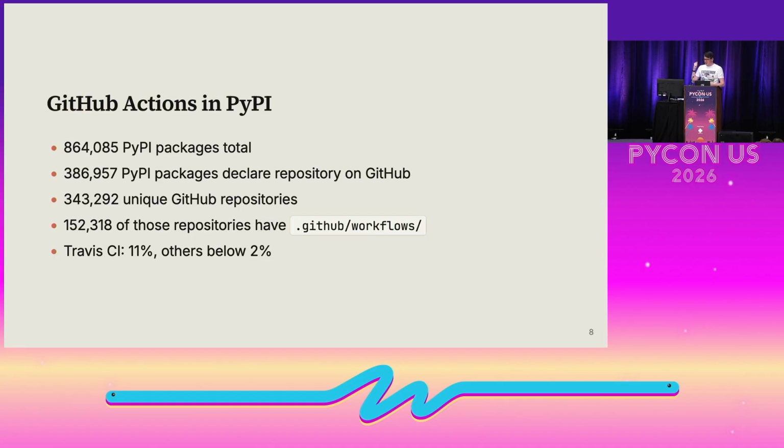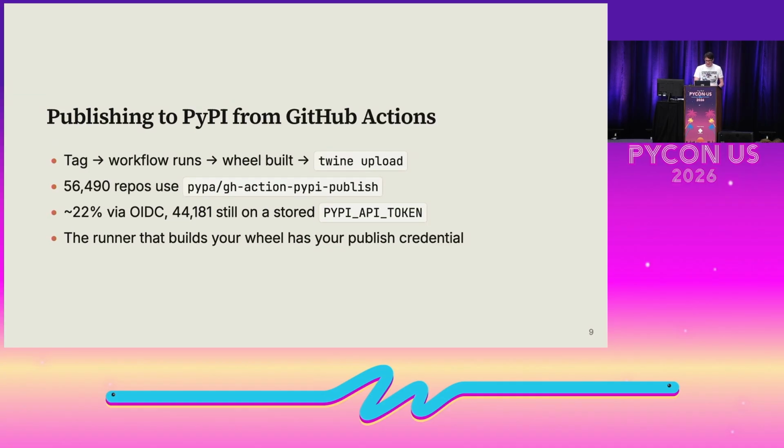Also note that 11% of these packages that I scanned are using Travis CI, and Travis CI stopped providing builds for open source projects 3 years ago. So there's 11% there that have no CI, even though it looks like they do, which is just the tip of the iceberg. This is brilliant.